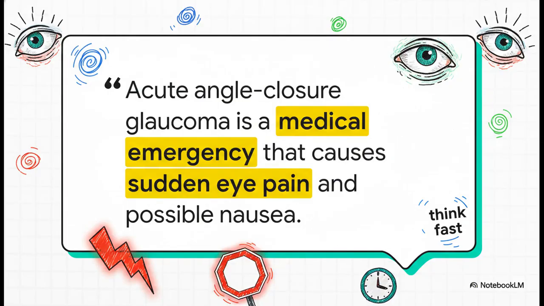I want to pause here for a second because this is a classic exam question just waiting to happen. Acute angle closure glaucoma is not a wait and see kind of thing. It is a true medical emergency. That sudden, awful eye pain, which can be so bad it causes nausea and vomiting, needs immediate action to save that person's sight. You see these symptoms, you think PACG, and you act fast.